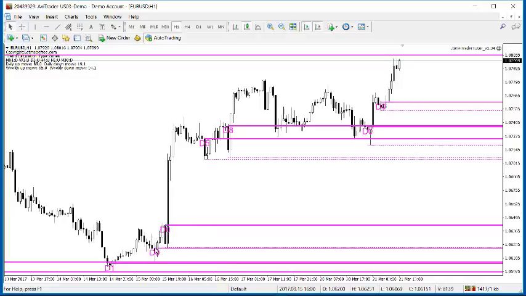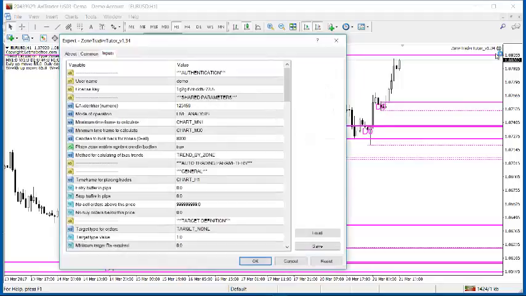Here's a good example where it's actually pushed down to the top of this body here rather than being at the top of the wick. Now I prefer to be at the top of the wick, that's a personal preference, but you can change it depending on how you want it to be. So I'm going to put that back to how it was, and then just scroll down a little bit further.